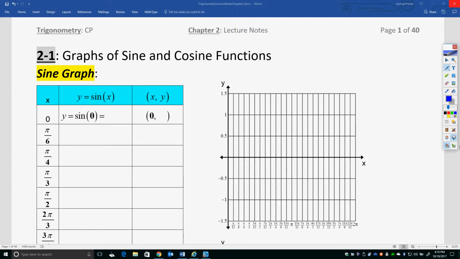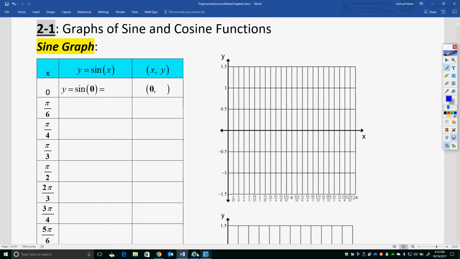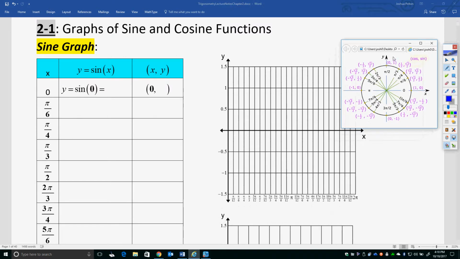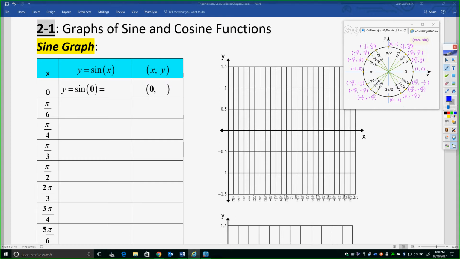So to make the graph, we'll first make an XY table, and we'll use the unit circle as reference to get our X and Y values. So, first, 0 degrees, sine of 0 is 0, so we get a point at (0, 0).